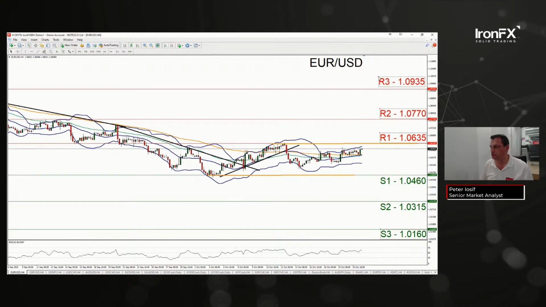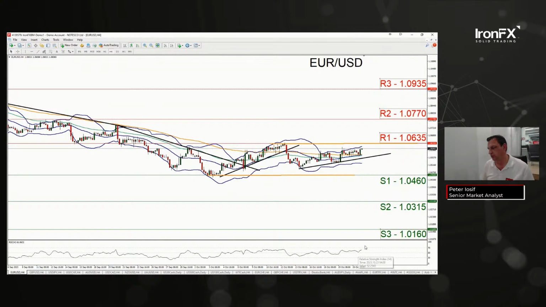In this case, the upper boundary is the R1 at 1.0635, while the lower boundary is the S1 at 1.0460. We note that there have been some slight bullish tendencies, which could be marked like this. You can see how there were higher troughs and higher peaks, yet it seems to have some difficulty today to actually rise even higher. That tends to highlight the possibility of a sideways motion continuing.